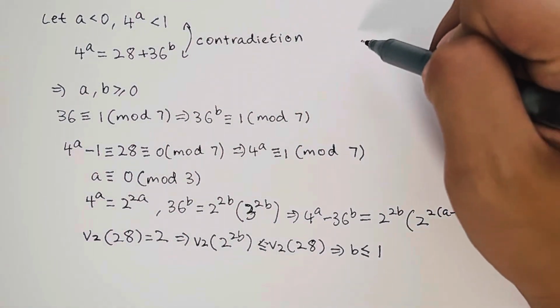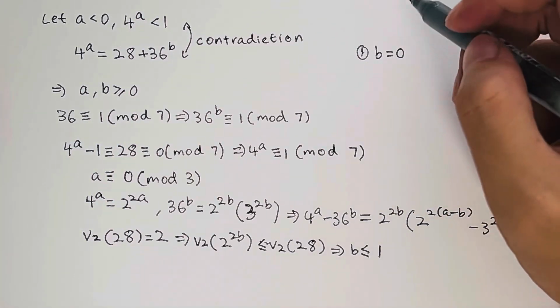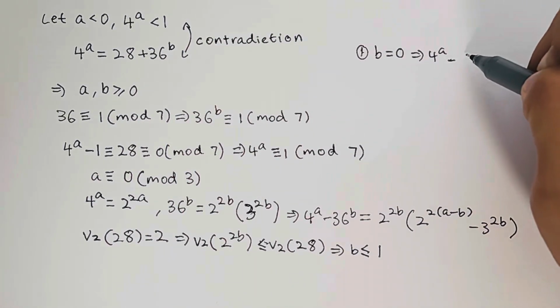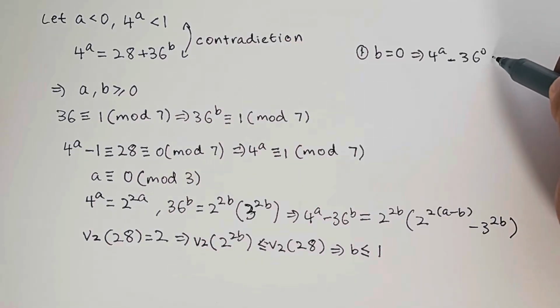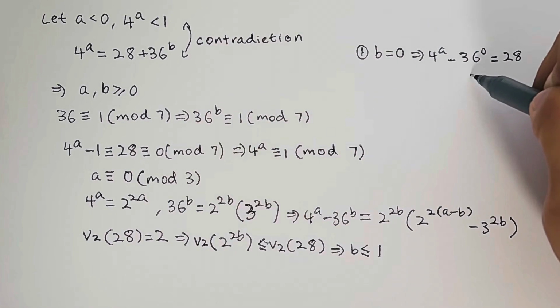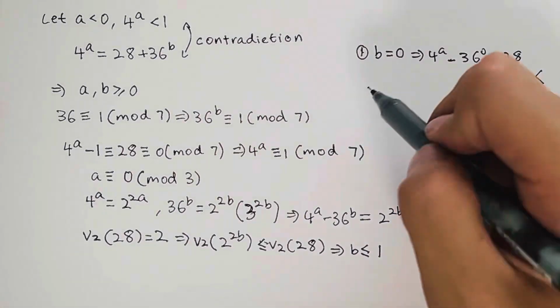So let's check the case where b equals 0. Then the equation becomes 4^a minus 36^0, which is 1, so 4^a minus 1 equals 28, and 4^a equals 29. And we know that 4^a takes values that are powers of 4, not 29. Hence, no solution.